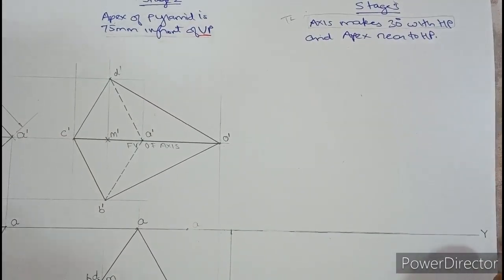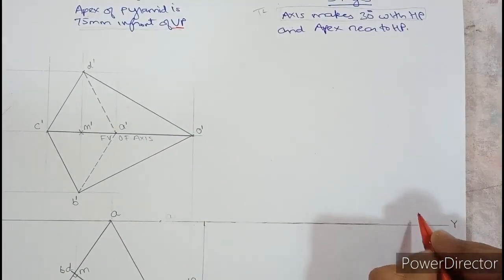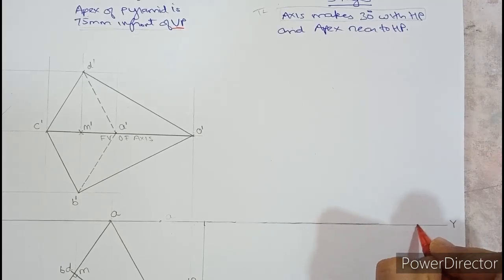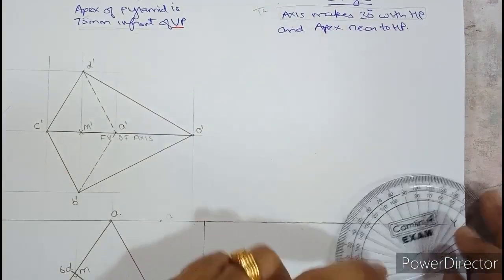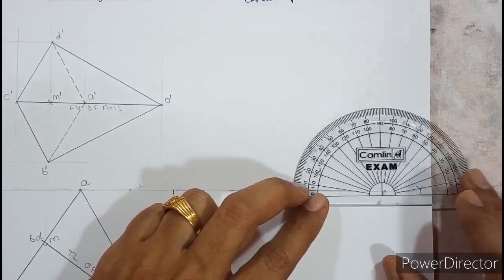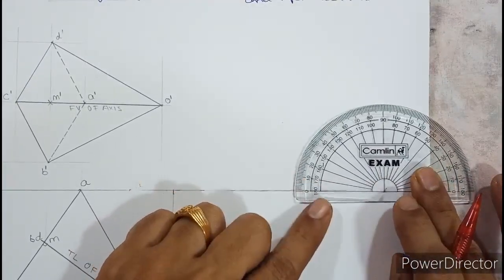So what needs to be done is, outside you need to take one arbitrary point on XY, mark 30 degree, as you can see here. From this arbitrary point, you have to mark 30 degree.